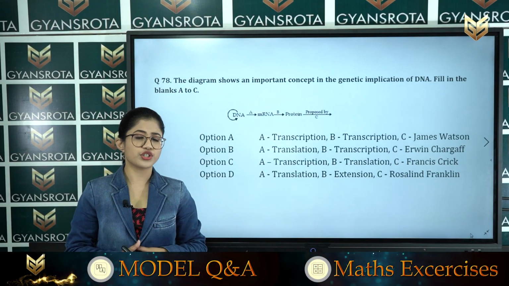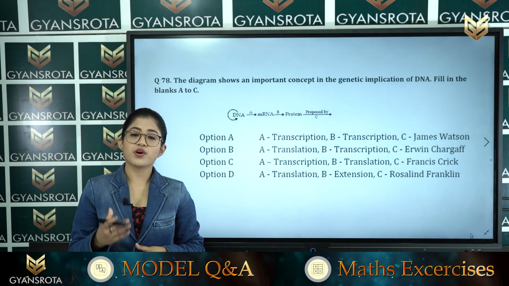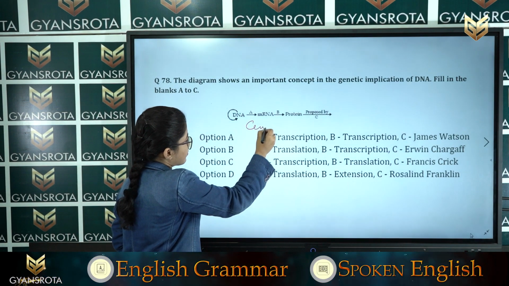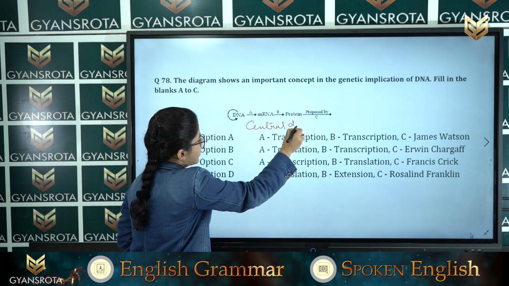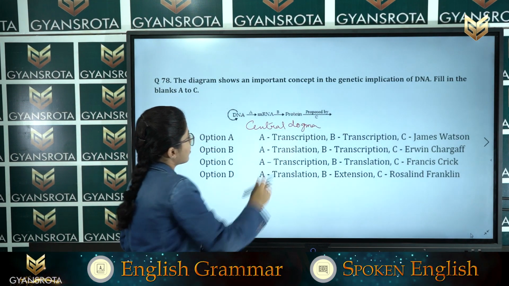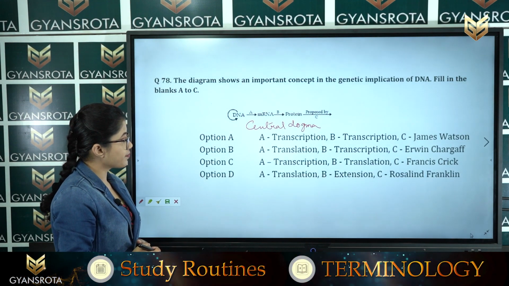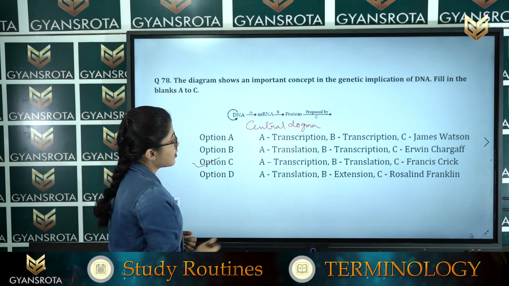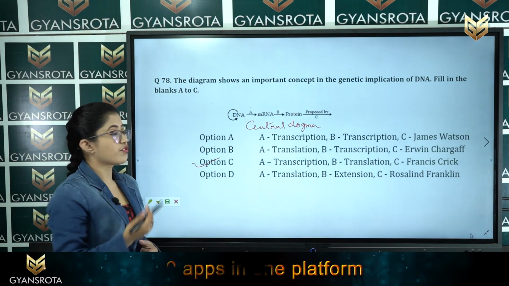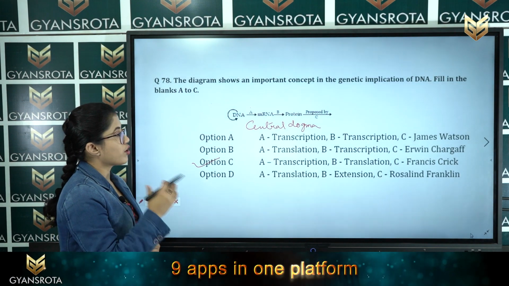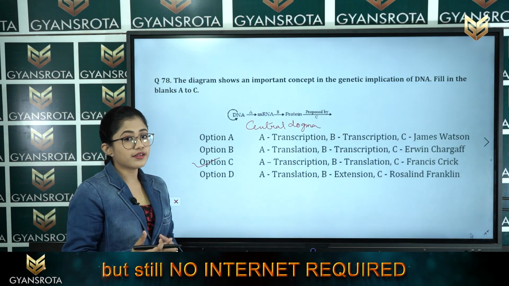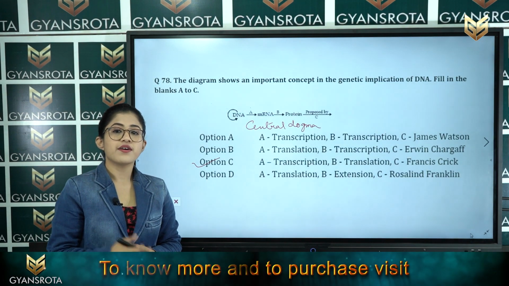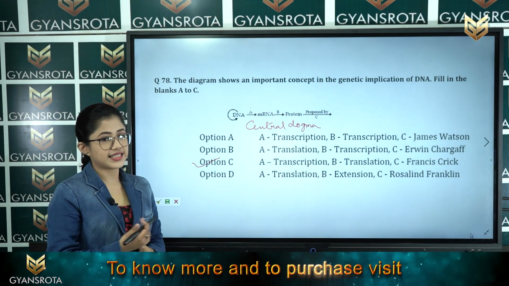Student, this is a very easy question and it has come from the chapter Molecular Basis of Inheritance. So, this is the central dogma, right? The figure which you can see is the central dogma. So, what is the correct answer? The correct answer is option number C. Here A is the transcription, which means from DNA to mRNA the process is called transcription, then from mRNA to protein is known as translation and it is proposed by Francis Crick. So, that is the correct answer.